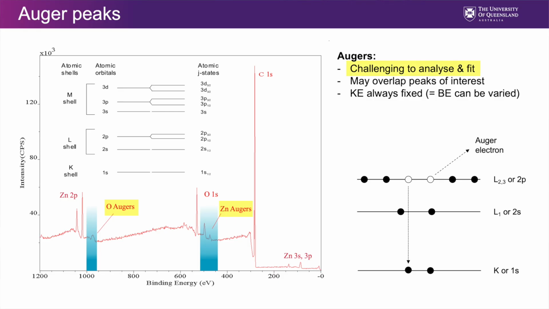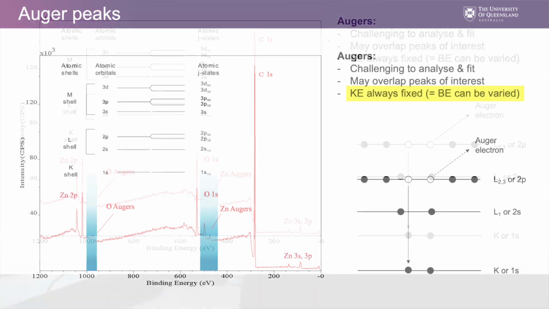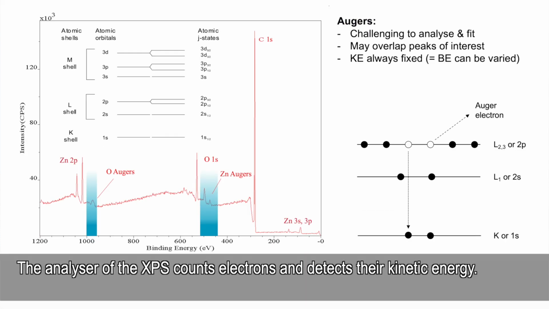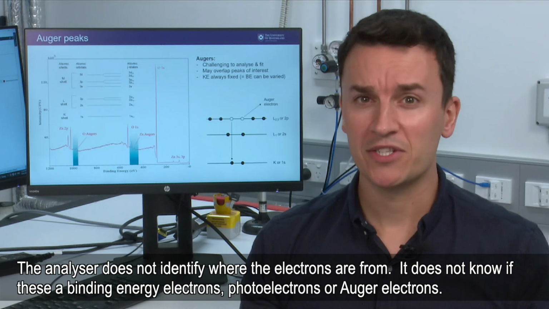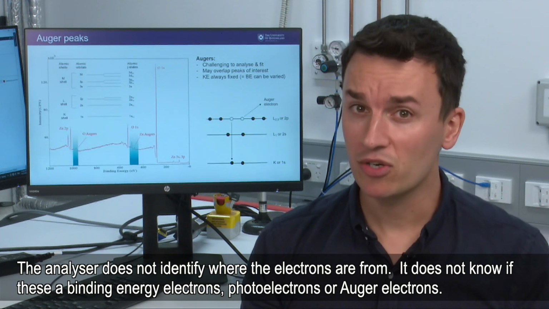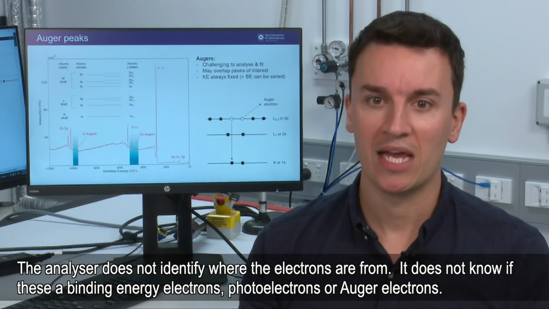Augers are very challenging to analyse and fit. They have quite broad shapes, quite broad ranges. They may overlap with peaks of interest. What's quite interesting though is that their kinetic energy is always fixed. For Auger emission, what we need to think is that all the analyzer of the XPS does is count electrons and detect their kinetic energy. It doesn't really know where these electrons are from. It doesn't know if these are binding energy electrons, photoelectrons, or Auger electrons.